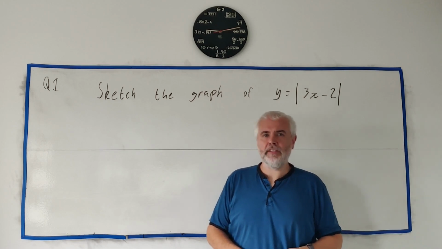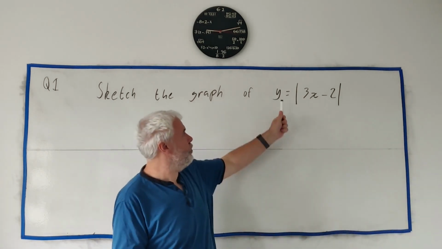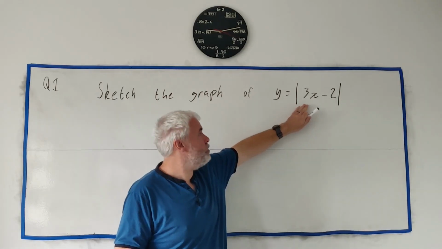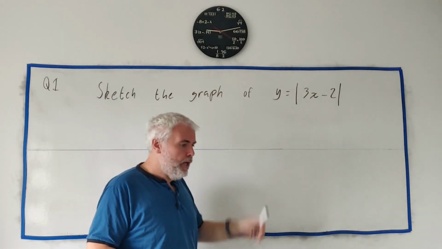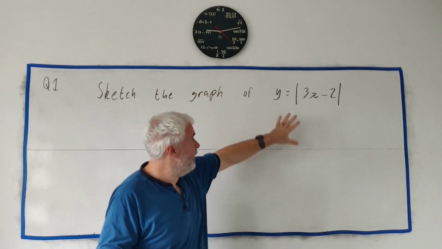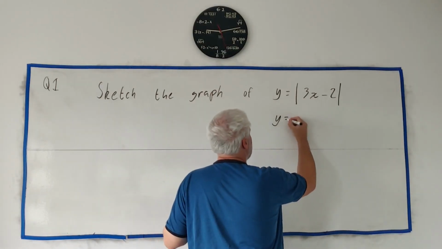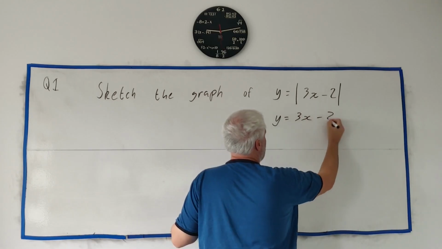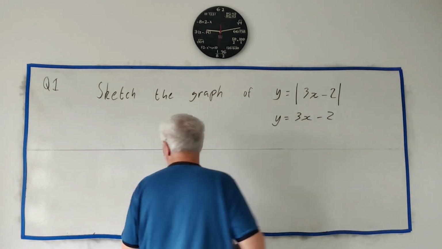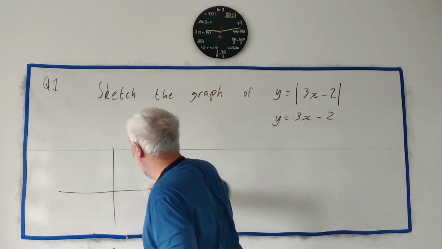In question 1, we're asked to sketch the equation y is equal to the absolute value of 3x minus 2. To do this, first of all, I'd like you to think of the simple line y is equal to 3x minus 2, without the absolute value basically. Let's try and sketch that one.